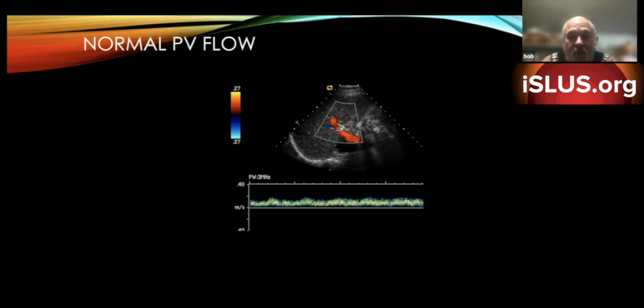So here we have a nice normal portal vein. When you look at this, the top color bar, red is flow towards the transducer, which would be in this case towards the surface. Blue would be flow away from the transducer. So again, we have some nice red flow, which is what we'd like. It's coming from the mid-gut up to the liver. So that's going towards the surface. And again, a nice sort of waveform here.